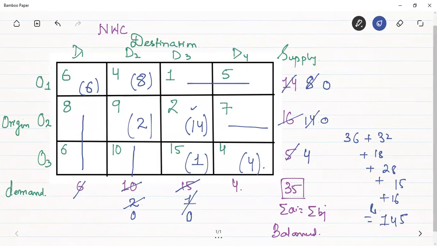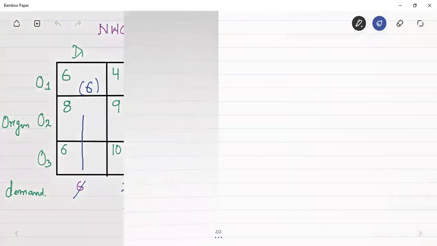Okay, this is fine. So this was the one method by which we can calculate the initial basic feasible solution. This is the northwest corner method. Okay, this will give you the poor solution. Okay, you can see that.